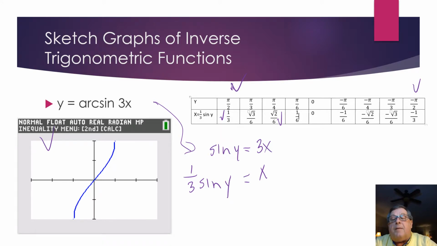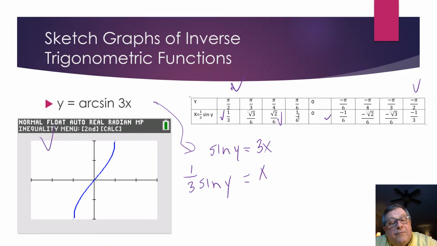And at pi over 6, well, the sine at pi over 6 is 1/2, and 1/3 times 1/2 is 1/6. And what about there at 0? Well, the sine at 0, the value of y at 0 is just 0. Well, 1/3 times 0 is 0. And then as we continue moving towards negative pi over 2, when y is negative pi over 6, the sine is going to be negative 1/6. At negative pi over 4, our x is going to equal negative square root of 2 over 6. When y is negative pi over 3, we got negative square root of 3 over 6, and at negative pi over 2, we got negative 1/3.